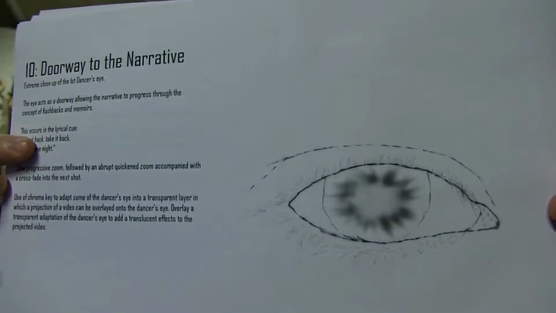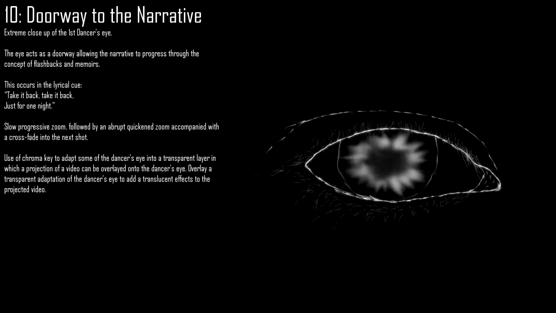Number 10, doorway to the narrative. Now essentially we are going to use both characters' eyes as a doorway to the narrative, which is going to consist of 2 flashbacks, and they will correspond with each other with the concept segments. We're going to do an extreme close-up of the first dancer's eye. This is going to occur during the lyrical cue of "take it back, just for one night."